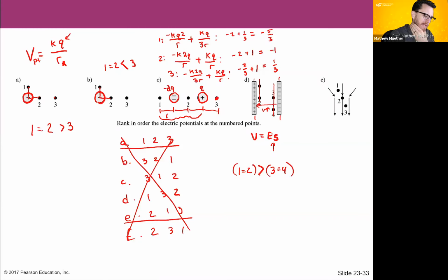What about E here? This is the last one we'll look at for today. I've got 3 points, 1, 2, and 3 sitting there. And all we're seeing now is the electric field. And we want to rank the electric potentials.